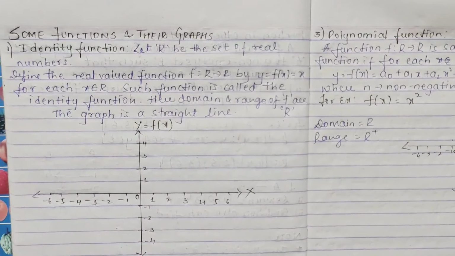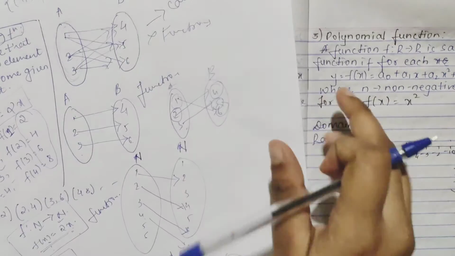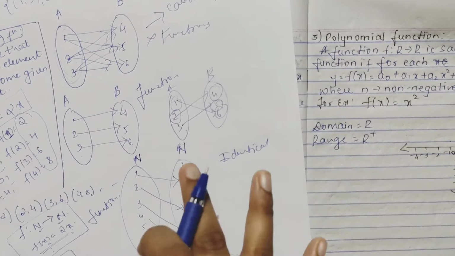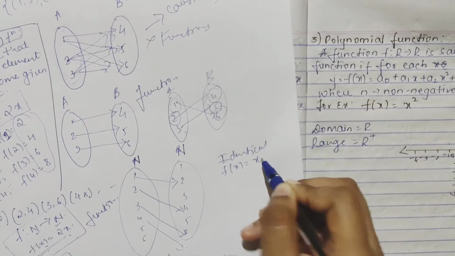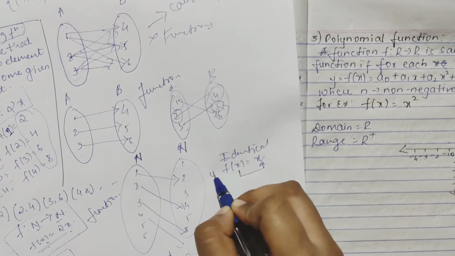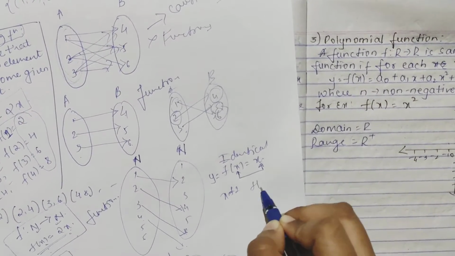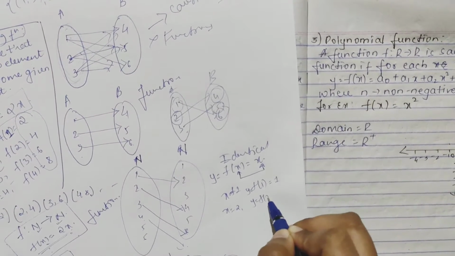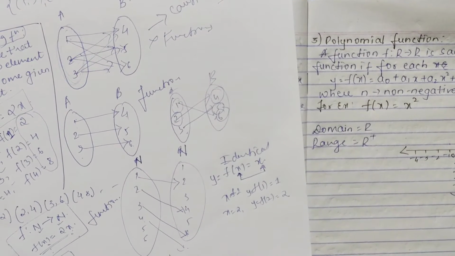Your first function is the identity function. See, the term identity itself tells it. Identity means identical, identical means same. Whatever you give, you get the same. So suppose your function f of x is equal to x. Whatever value of x you put, you'll get the same x value as y. If you put x equal to 1, f of 1 will be 1 only. If you put x equal to 2, f of 2 you'll get 2. So whatever x value you put, you'll get the same. That is called the identity function.